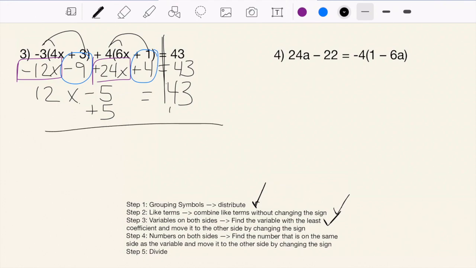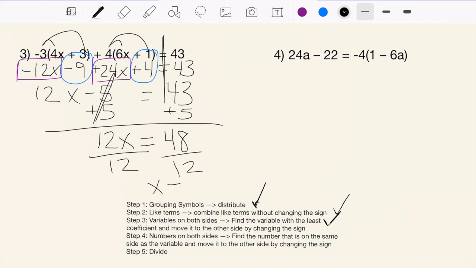So I'm going to take that 5 and add it right here. Then our last step is just to divide. Divide by 12 on both sides. So x equals 4.